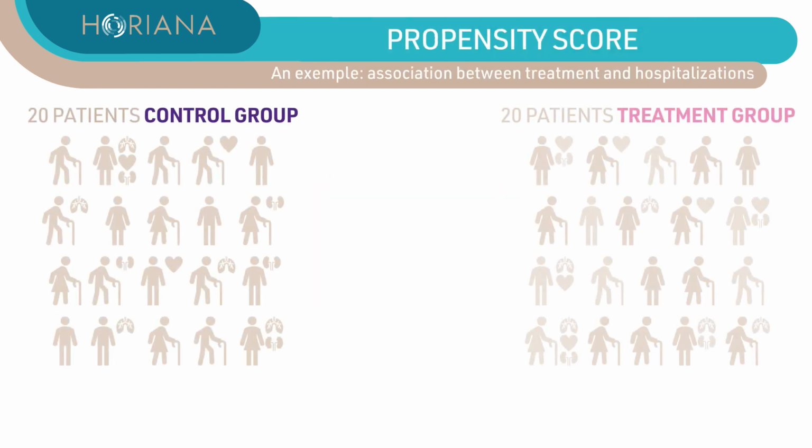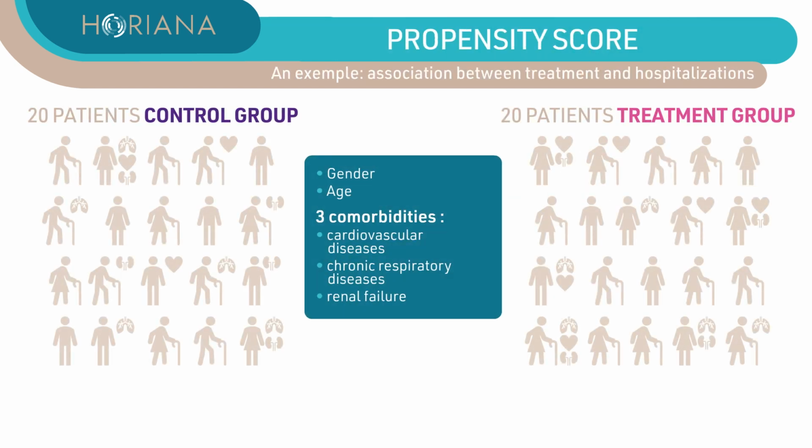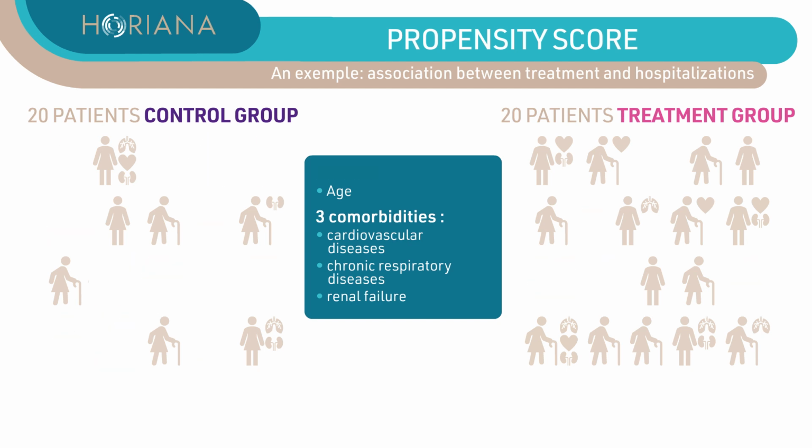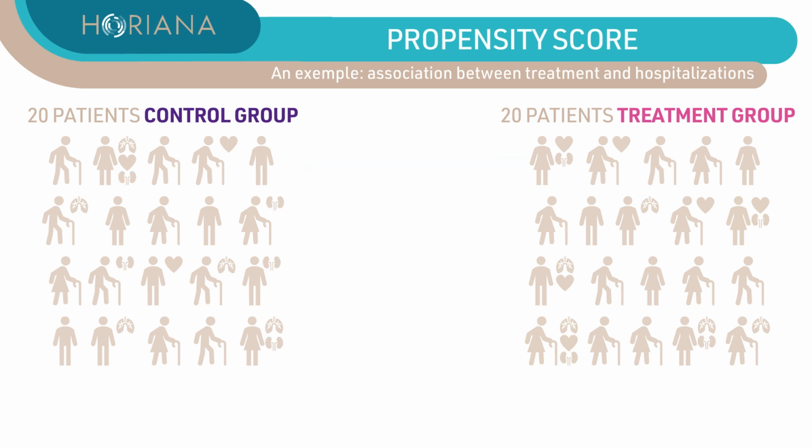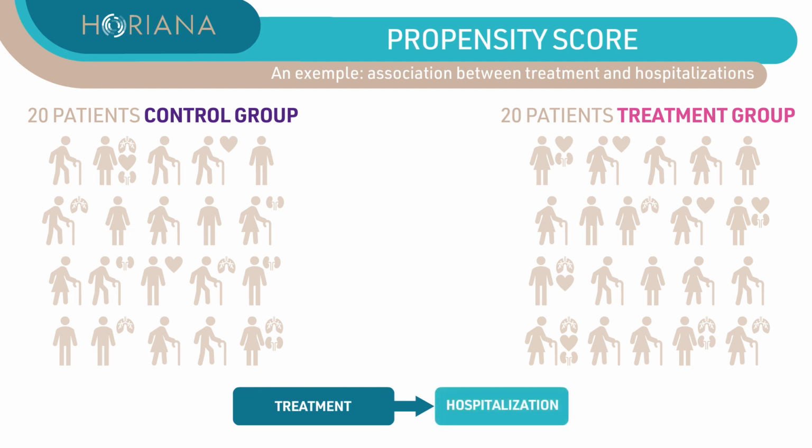Let's thus take the fictitious example of an observational study in a real-world setting in which men and women aged between 35 and 85 years were followed with the presence of three comorbidities. In this case, the presence of cardiovascular disease, chronic respiratory disease, and renal failure. These individuals were exposed either to the reference treatment, called control, or to the new treatment. We wish to study the impact of the treatment on the occurrence of hospitalization.